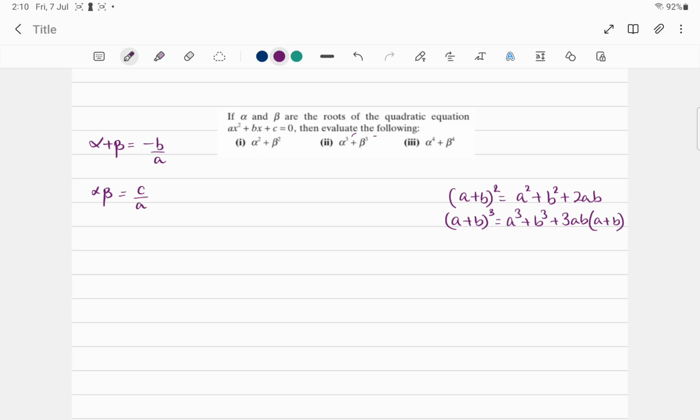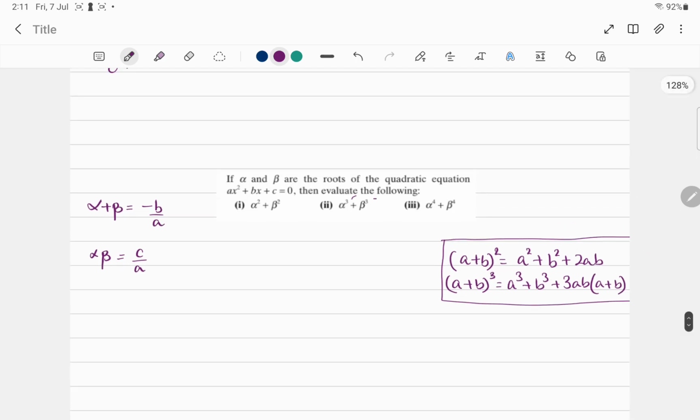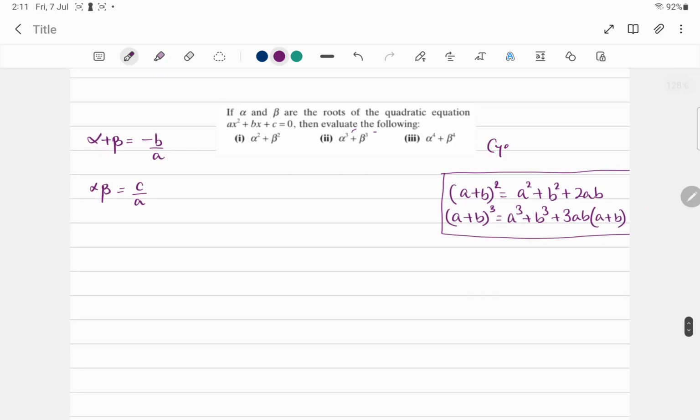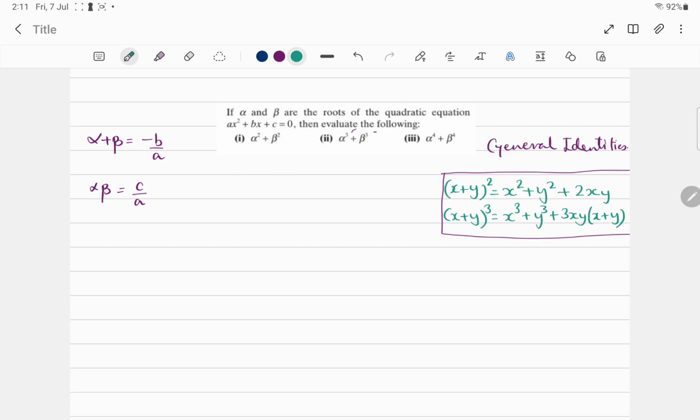All right, so these a, b's are not these. It would have been better if I write x plus y. These are just general algebraic identities, all right? I would just change them to x plus y, just to avoid any confusions that we might have. All right, so let's start with the first question now.